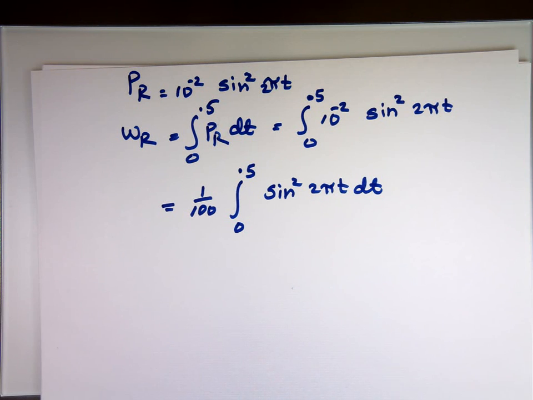Now, you guys took calc too? U substitution, what is it? You want to do the U sub? Let U equal sine squared? I don't remember. What is that method called? You let U equal sine squared 2 pi t, you let dV equal dt. Integration by parts. You could. For me, that's an easier approach.